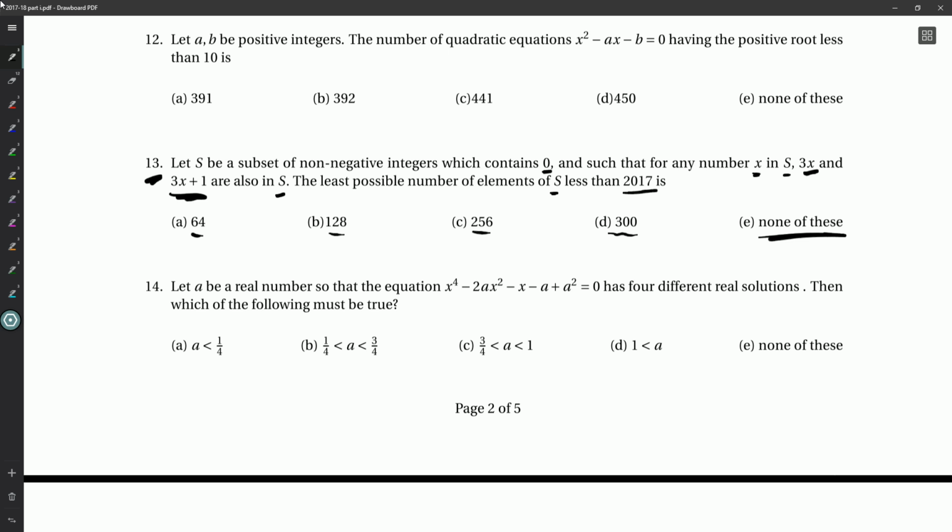Okay, what are we going to do? Well, I would probably start by asking what S has to look like. We know it's got 0, and we're looking for the least number of elements. So let's try to make a bare minimum S. 0 has to be in S, and because of that, 3 times 0, which is 0, must be in S. But so must 3 times 0 plus 1, so 1 has to be in S. So S always has at least 2 things. But then 3 times 1 and 3 times 1 plus 1 are also in S. So we get 3 and 4. Oh, so maybe it's doubling each time, because there are 4 elements.